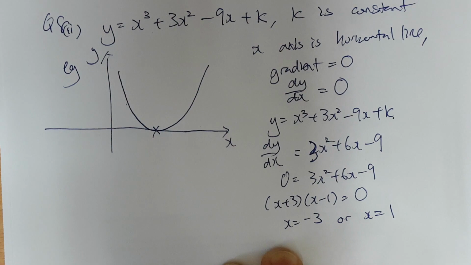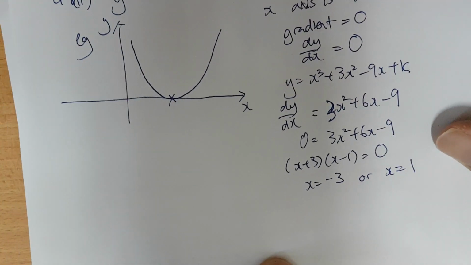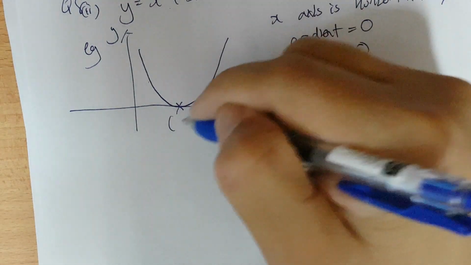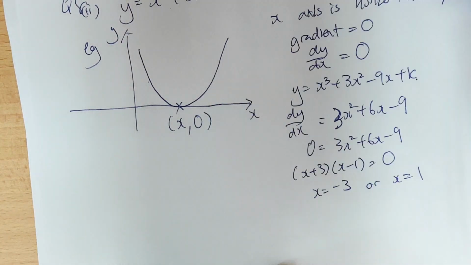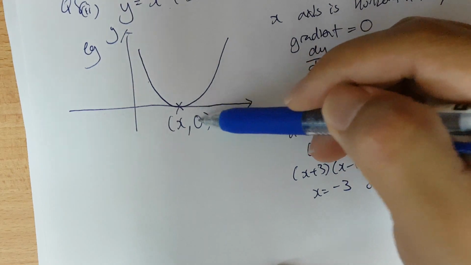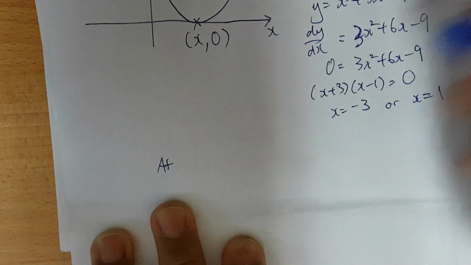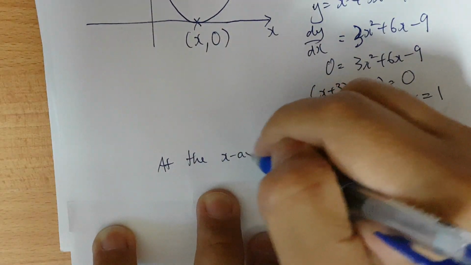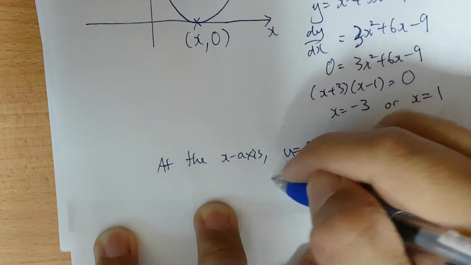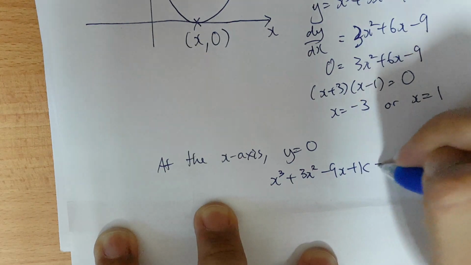Okay, so this is not the answer yet. You have two values of x. Another thing that you need to know is that at the point where the curve touches the x-axis, the tangent, the y is 0. So at the x-axis, y equals 0, so my equation x cubed plus 3x squared minus 9x plus k equals 0.